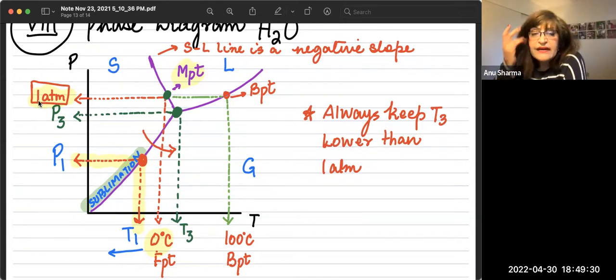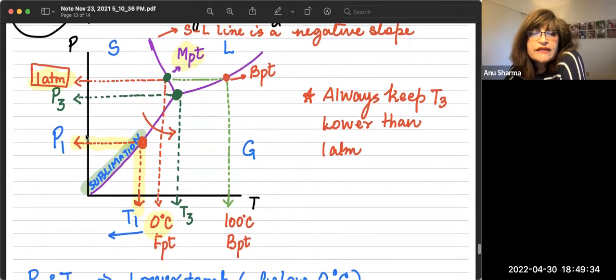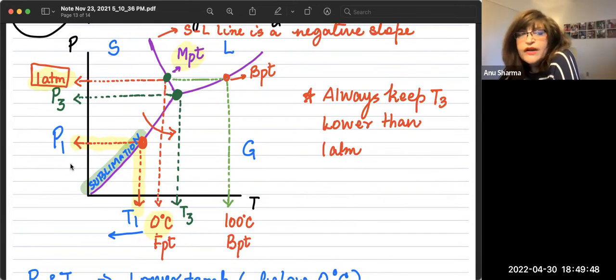Next, they can also ask you about a lower pressure and a lower temperature. Lower temperature in this case is below 0 degrees Celsius, and lower pressure. Now, where do you find lower temperature and lower pressure? Up on the hills, right?